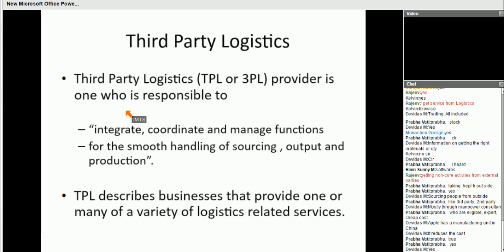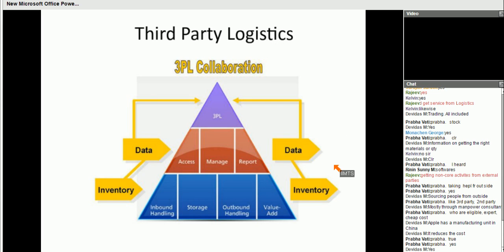Okay. Third-party logistics. The third-party logistics provider is the one who is responsible. Now, what are the roles of the third-party logistics? Two roles. Integrate, coordinate and manage the functions for the smooth handling of sourcing, output and production. Third-party logistics describes businesses that provide one or many of a variety of logistics-related services.